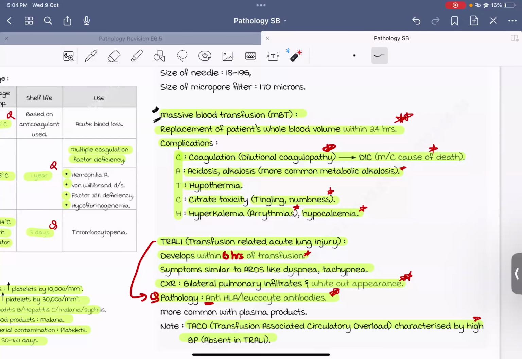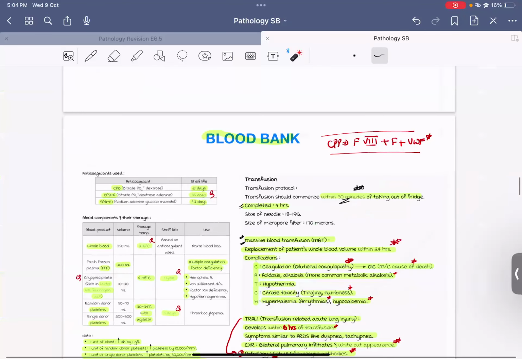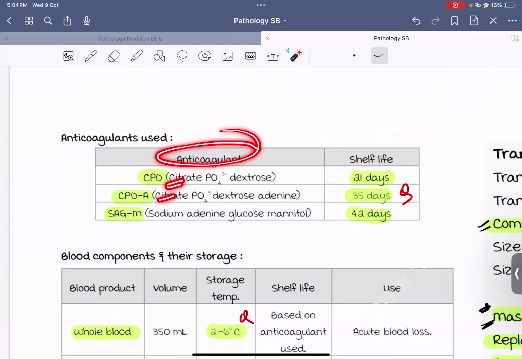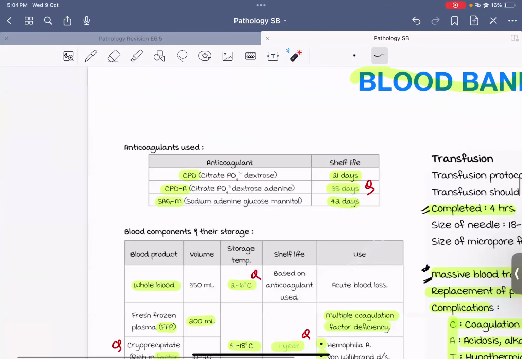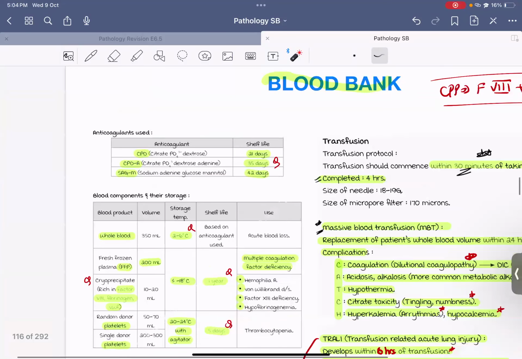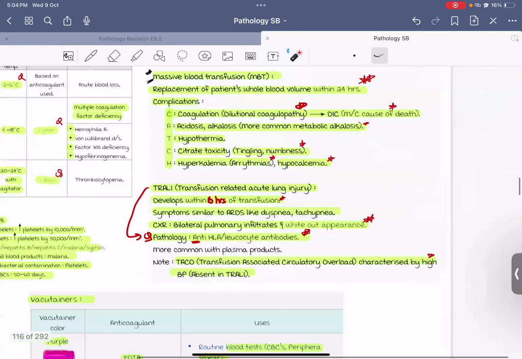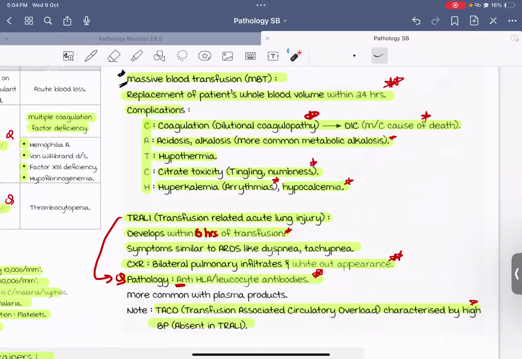There will be citrate toxicity. Why will there be citrate toxicity? As you can see over here, in anticoagulants we have citrate, right? So there will be an increase in the citrate, which will cause citrate toxicity. But how will we know that the patient is having citrate toxicity? The patient will complain of tingling and numbness. Okay. Last but not least is hyperkalemia and hypocalcemia. Why is there hypocalcemia?